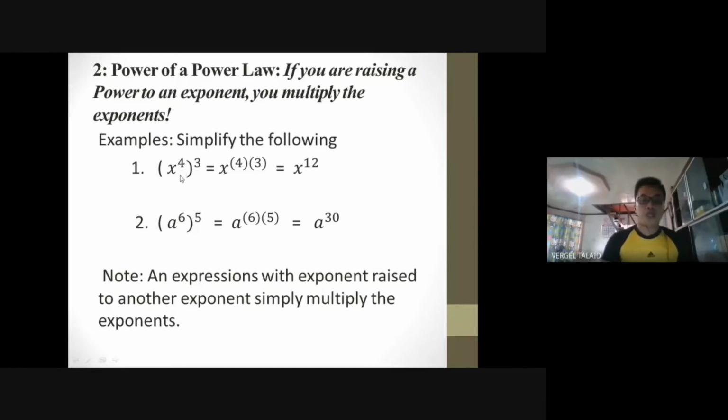So instead of writing this in expanded form, that is x to the power of 4 times x to the power of 4 times x to the power of 4, why not multiply 4 times 3? That is 12. That is also the same as 4 plus 4 plus 4, that is equal to 12. So that is the power of a power law. We multiply the exponent. It's simply the short method of the product law. The same also with number 2, that is 6 times 5, that is 30. Take note that an expression with an exponent raised to another exponent, we simply multiply the exponents.